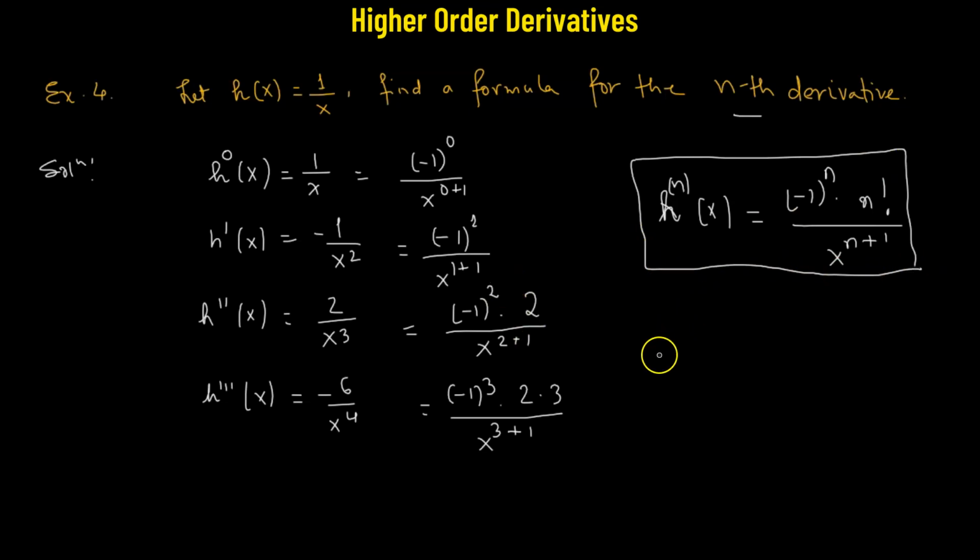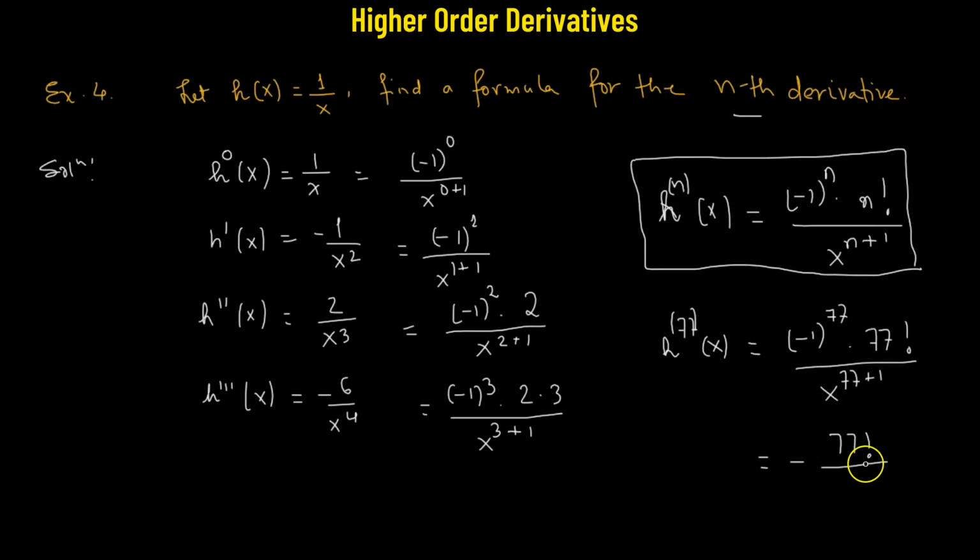So let's say we want to find out the 77th derivative of our function h of x. So this will be simply negative 1 raised to the power of 77 times 77 factorial divided by x raised to the power of 77 plus 1. So negative 1 raised to the power of 77, that's simply negative. So we have negative 77 factorial divided by x raised to the power of 78. So this is going to be our 77th derivative.